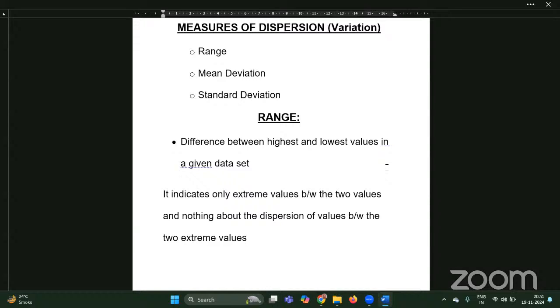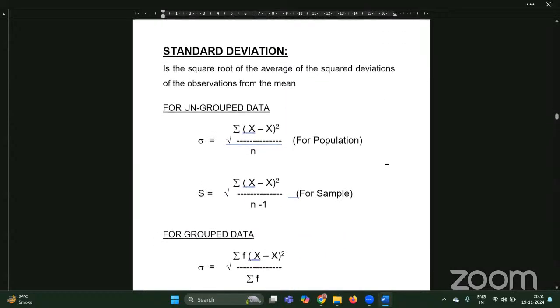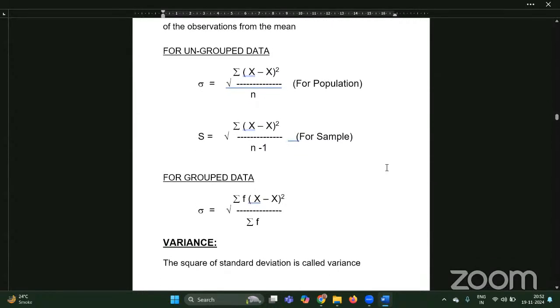Mean deviation, we don't use it because it doesn't give a standard value as standard deviation gives us. That's why we square the deviations to remove the negative signs, positive and minus, and then at the end we take the root of it. So that's why standard deviation is useful.